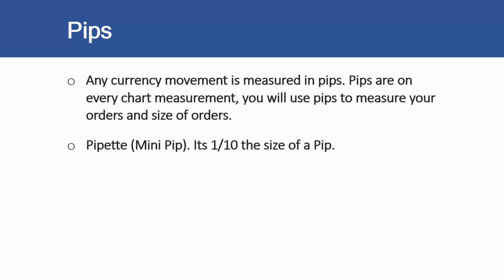Depending on the currency and the broker you are using, you will sometimes see pips, other times you will see mini pips, also known as a pipette. It's 1/10 the size of a pip. Again, you will see this in action later when we jump onto our trading platform.